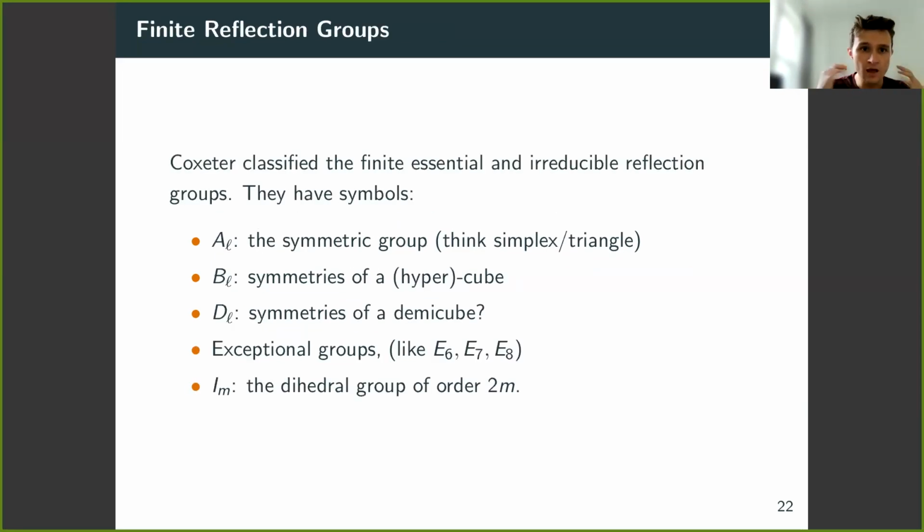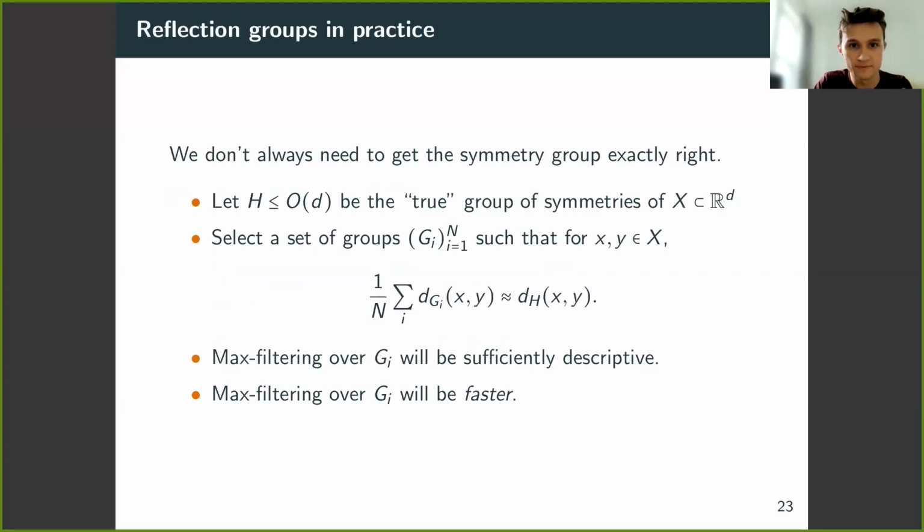So in total, there aren't that many finite ones. They've been classified by a guy named Coxeter. Maybe you've heard of him. And they've got some symbols, and these are all finite reflection groups, just all of them. We're looking at them, and we'll eventually use these symbols to describe some of our results.